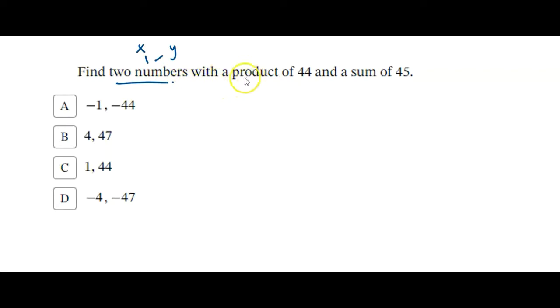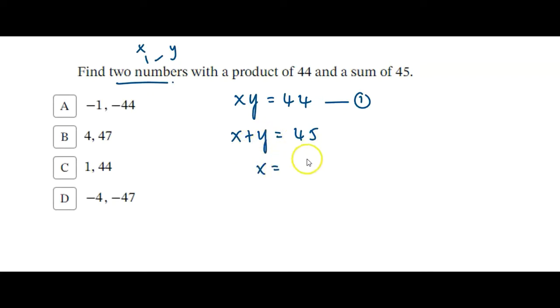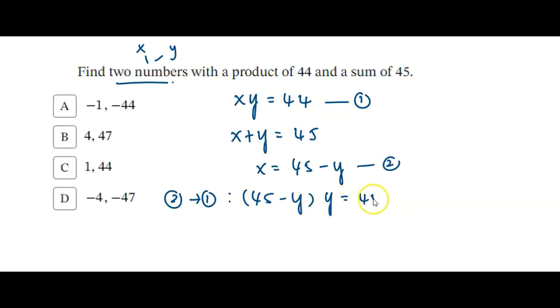Because the product of these two numbers is 44, we say that xy equals 44. This is my first equation. The second equation says a sum of 45, meaning that x plus y equals 45. This is the second equation. I will make x the subject, so I get x equals 45 minus y. I name this equation 2. Substitute equation 2 into equation 1. I get 45 minus y multiplied by y equals 44.